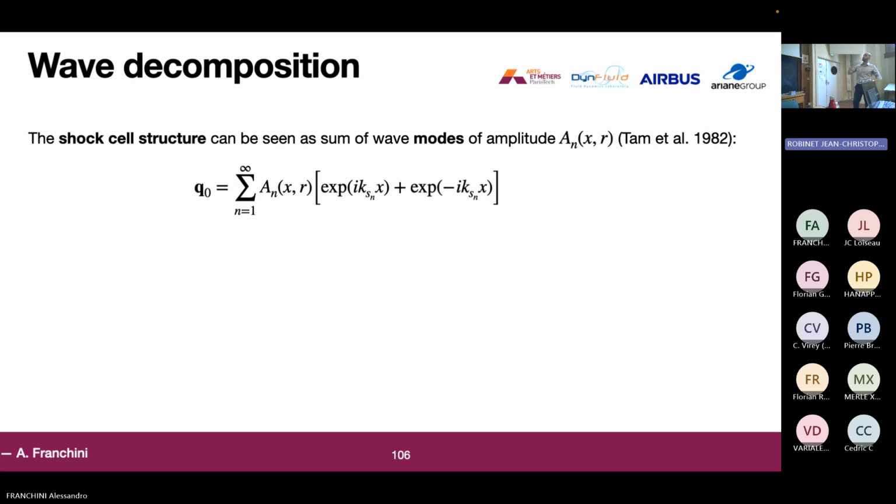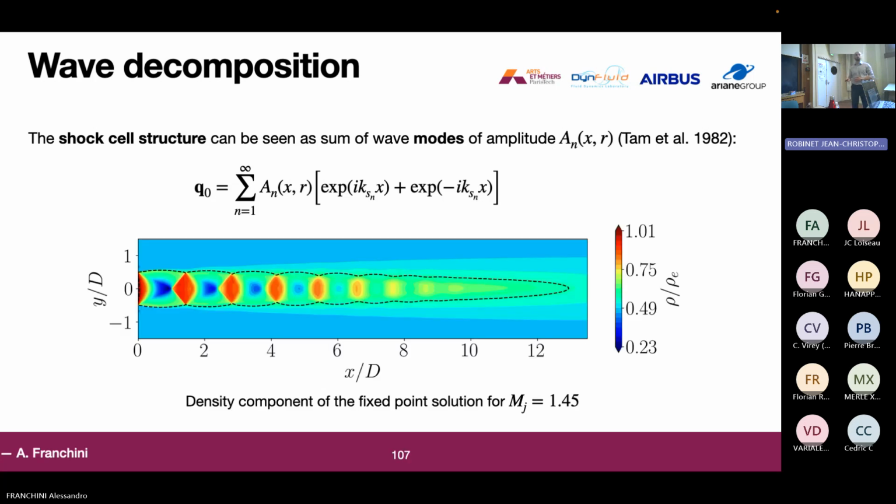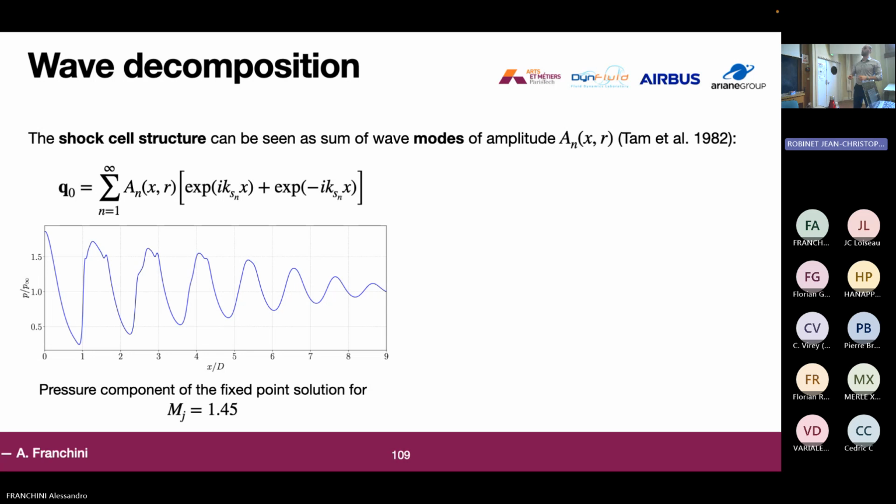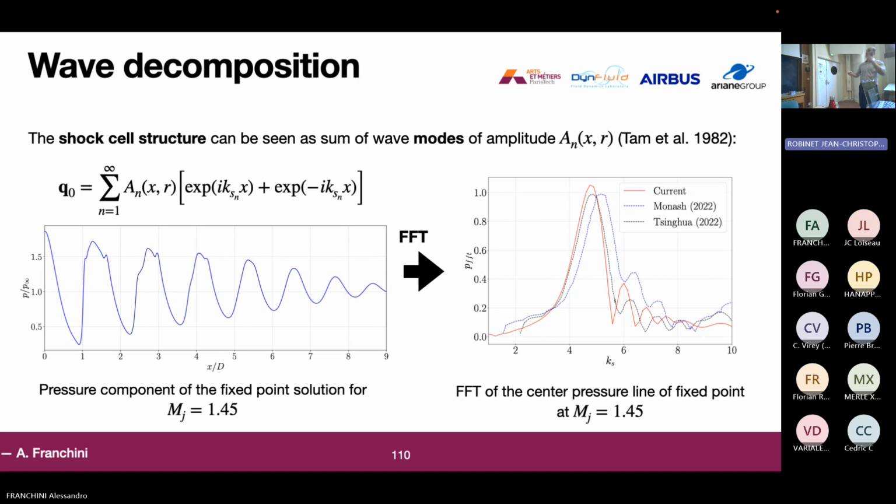For example, take the shock cell structure of a fixed point solution. It can be seen as a sum of modes that have different wave numbers in the x direction. Empirically, to extract this information, we can take the pressure components of the center line and do the fast Fourier transform. Here we get different peaks that represent the wave numbers KS1, KS2, etc. We compare this fast Fourier transform with ones from experimental data, from the paper by Hamilton Mitchell. For example, here is the FFT of the center pressure line at MJ equal 1.45.